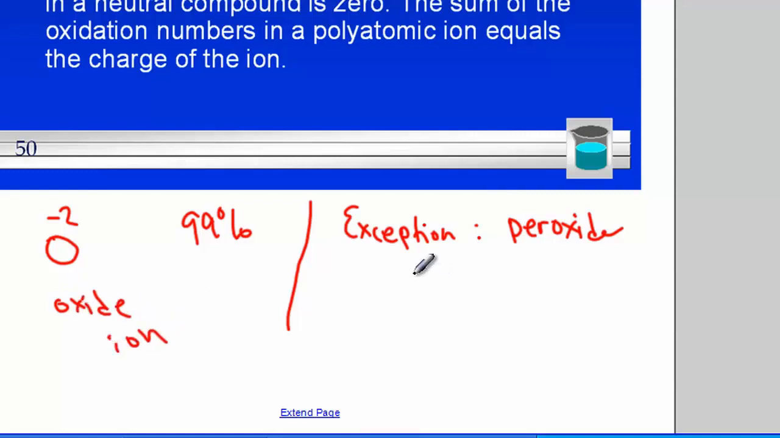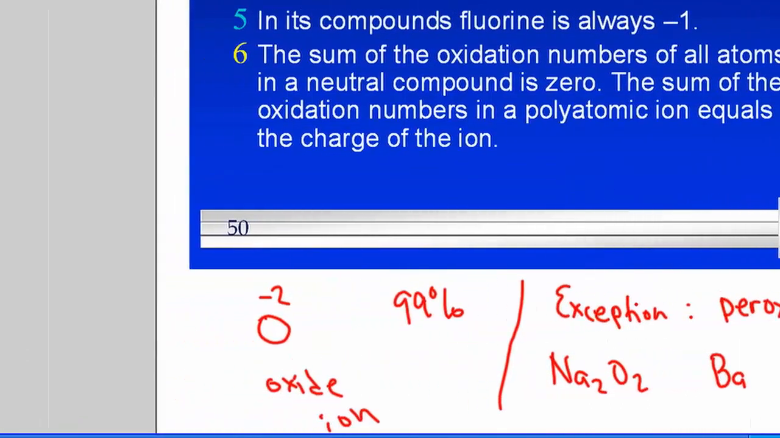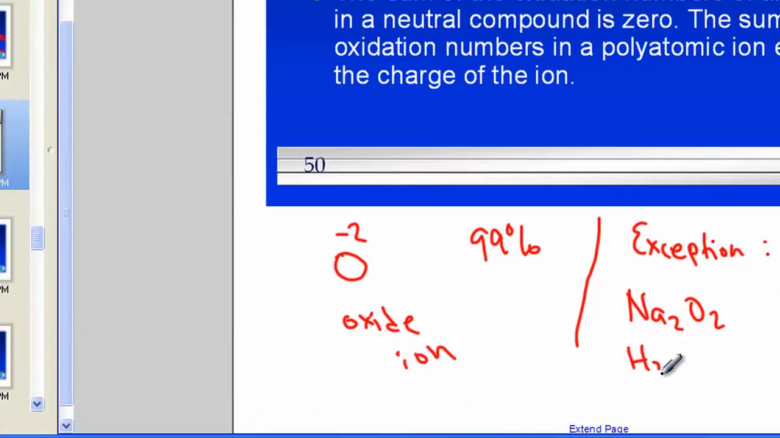What is a peroxide ion? Well, it gives us an example, Na2O2, sodium peroxide. Here we have barium, was it barium? Let me peek up again. Nope, it was hydrogen peroxide, H2O2. Now I know sodium's a +1, oxide must be a -1, but there's 2 units of it here.